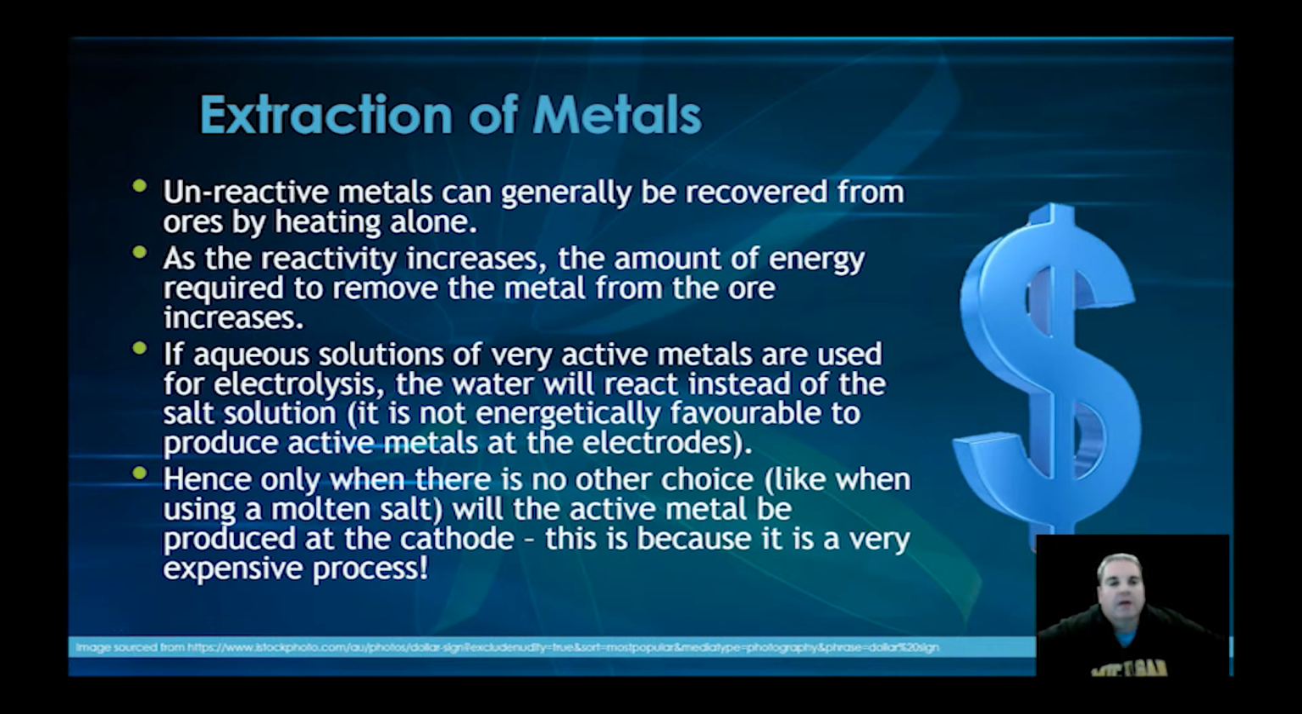So, as the reactivity of the metal increases, we said the amount of energy required to remove the metal from the ore increases. All right. If you use electrolysis, you're supplying electricity, so there's a cost there. Okay. If you're doing electrolysis of the molten salt, you have to heat it to generally very high temperatures, okay, which also requires energy and cost. So basically in industry you want to extract the metal from the ore the cheapest possible way. So if you don't have to use the molten salt, you don't use it.